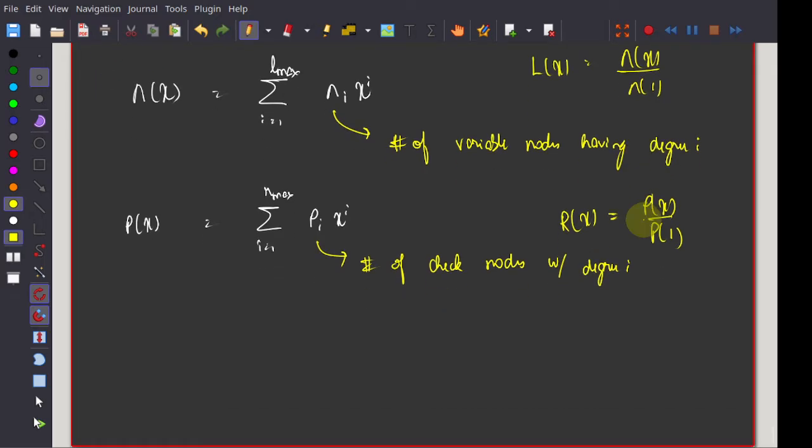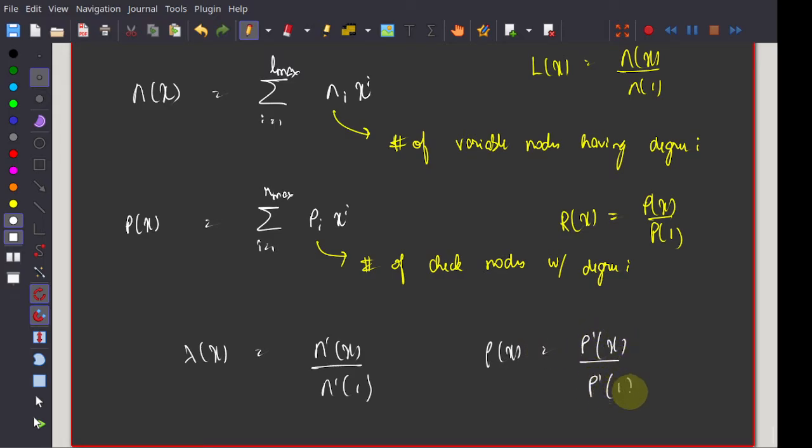Now, at least for analysis, we'll see that it is helpful to look at this from a different view. So instead of looking at these two polynomials, we'll instead look at the following polynomials: lambda of x, which is lambda prime of x divided by lambda prime of 1, and rho of x is rho prime of x divided by rho prime of 1. So the coefficient of x to the power i minus 1 is basically the fraction of edges which are incident on a node having degree i.